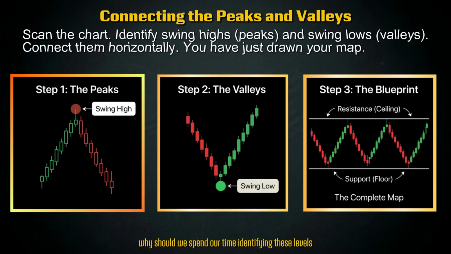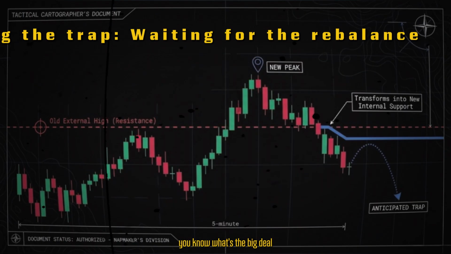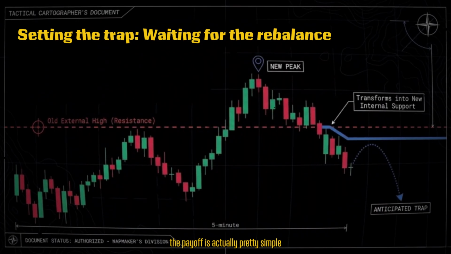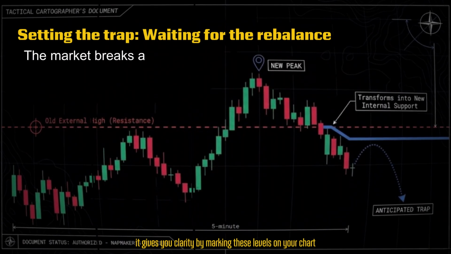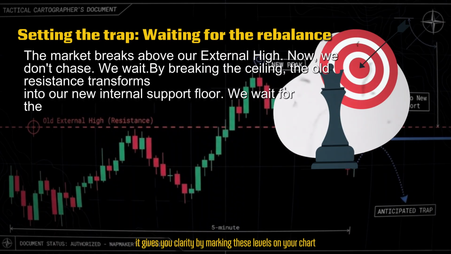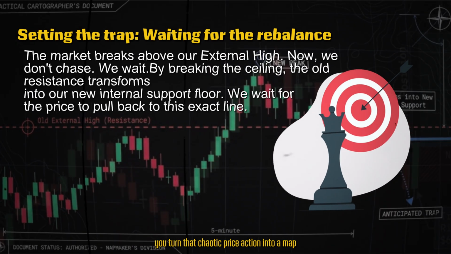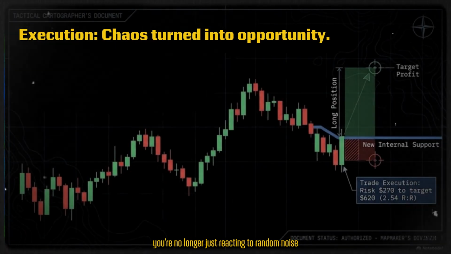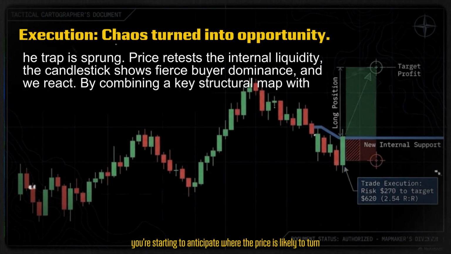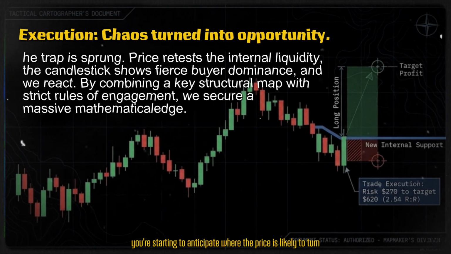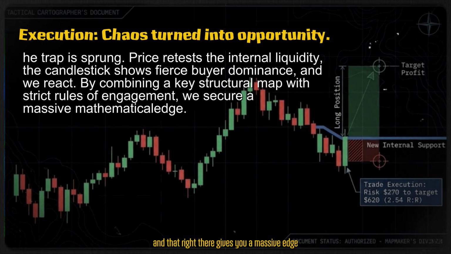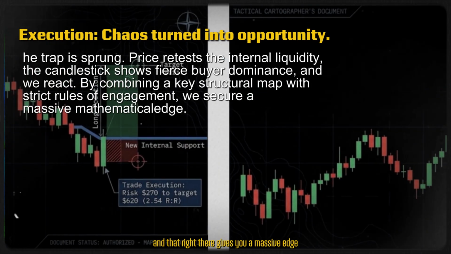Why should we spend our time identifying these levels? What's the big deal? The payoff is actually pretty simple. It gives you clarity. By marking these levels on your chart, you turn that chaotic price action into a map. You're no longer just reacting to random noise. You're starting to anticipate where the price is likely to turn. And that, right there, gives you a massive edge.